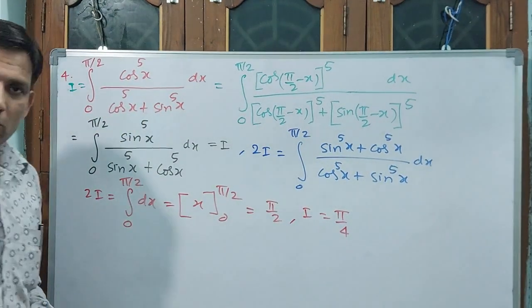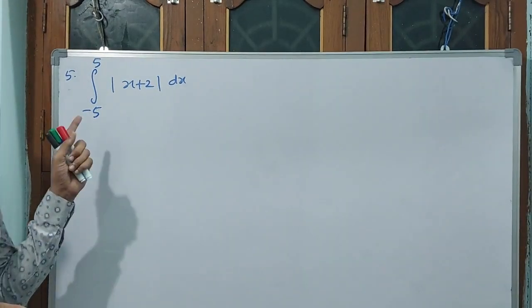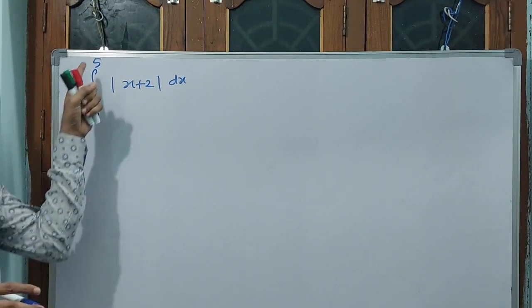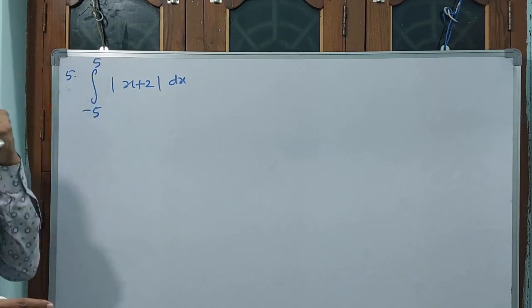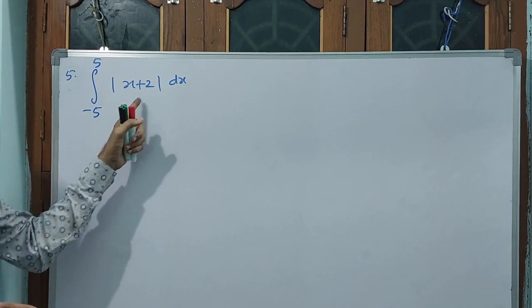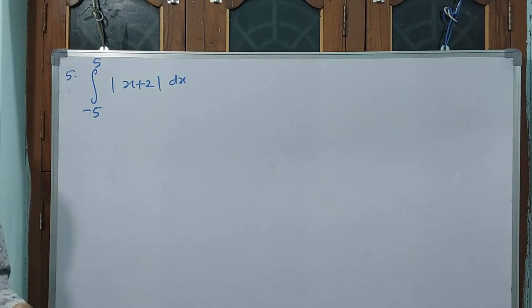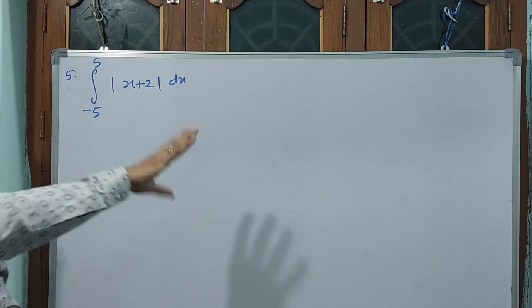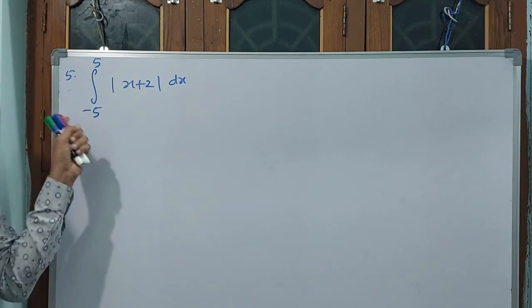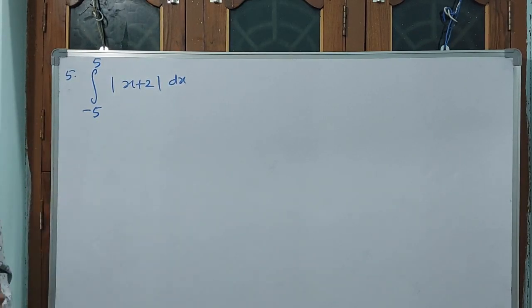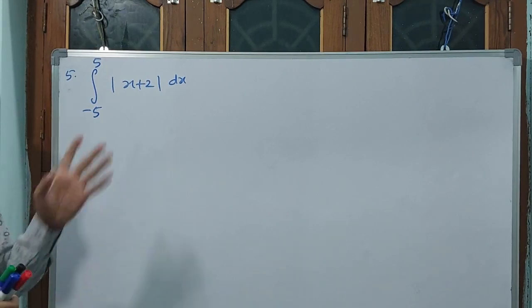Let us proceed to the fifth question. See, integral minus 5 to plus 5, modulus of x plus 2 dx. Observe carefully here, modulus is there. We have to follow some procedure here. You observe carefully what procedure I am following, and like that only you have to do. Even the sixth question is also based on this modulus only. Let us see how we are going to deal with this question.